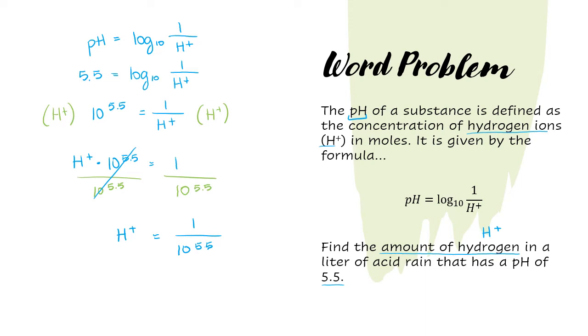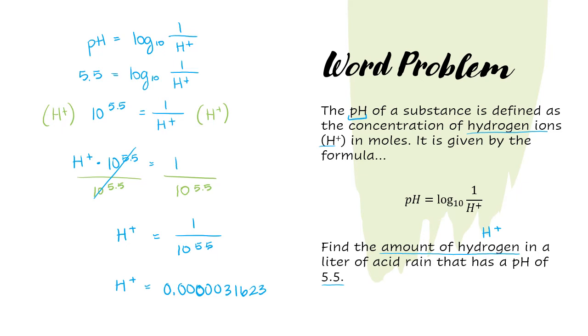What I get when I plug this in is a whole lot of zeros. I have trouble counting all these zeros. I think I have 5 zeros. 1, 2, 3, 4, 5. And then 3, 1, 6, 2, 3. I'll call it good there.